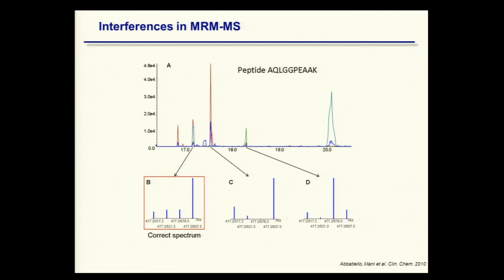And interferences become a real issue when they coelute with our analyte. So really, there are 1, 2, or 3 peaks that have all 4 transitions present, but at different relative ratios of the transitions. But because we have the heavy standard, we know that this is the correct spectrum for our analyte to monitor and to quantify.